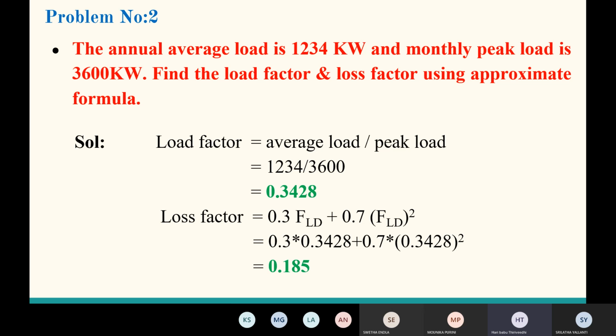Sometimes they ask this type of simple problem also. Suppose they ask for an A bit, derive the relation between load and loss factor, and they ask a B bit like this, problem 1 or problem 2. At that time the derivation is taken for 7 marks or 8 marks, and the problem is 2 marks.